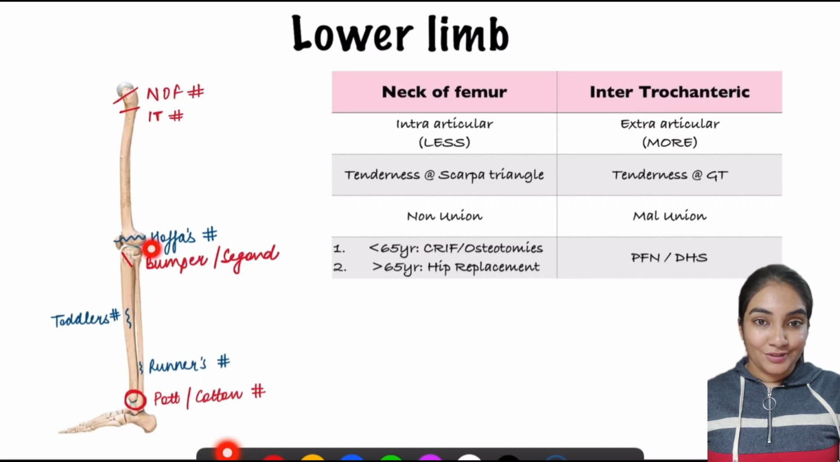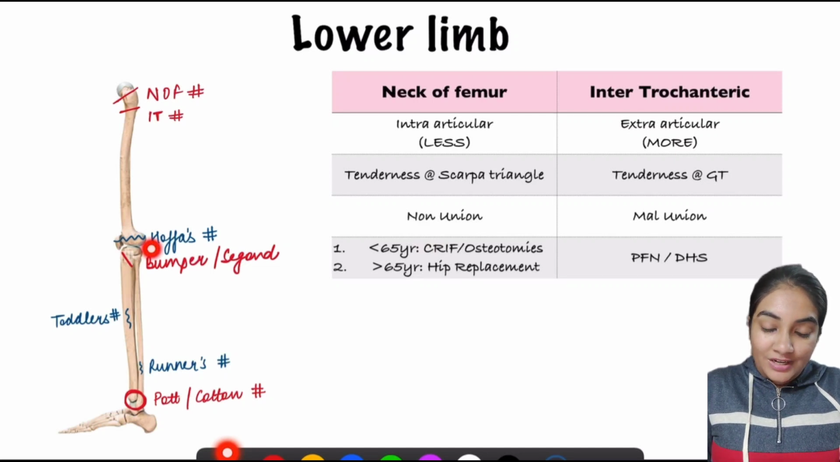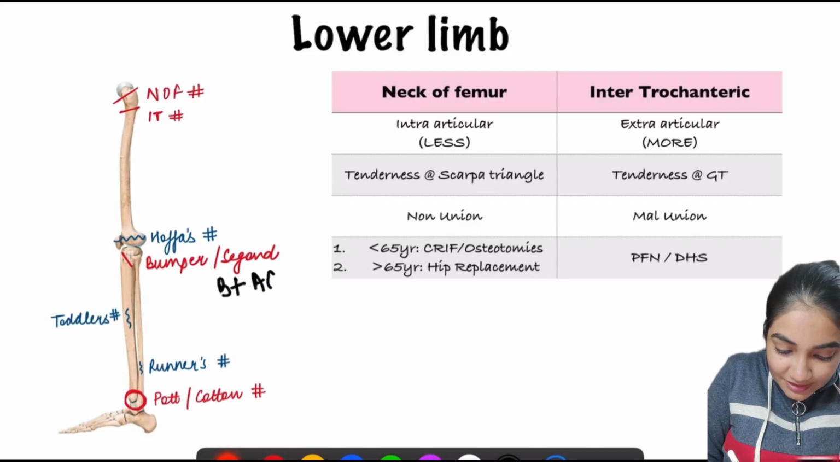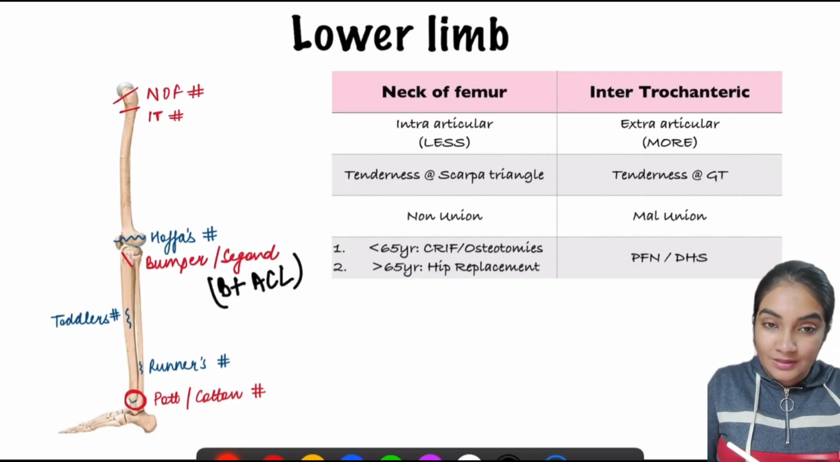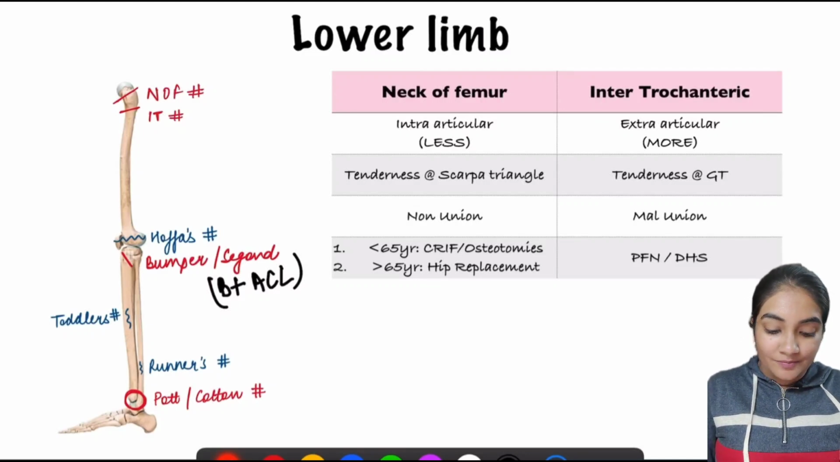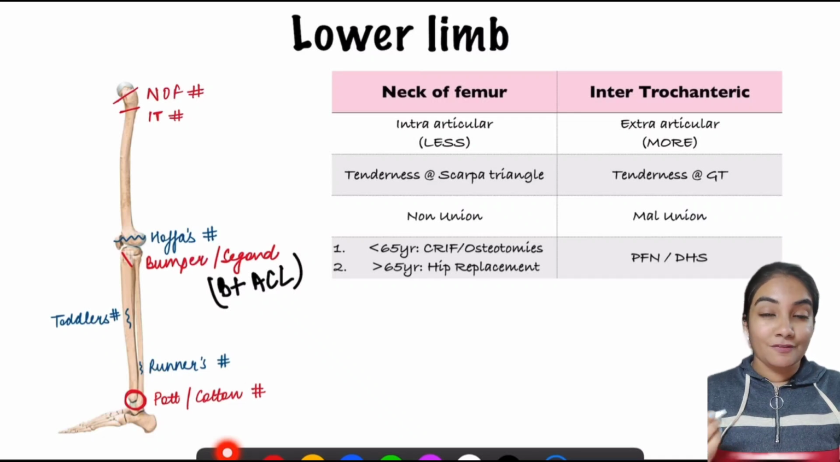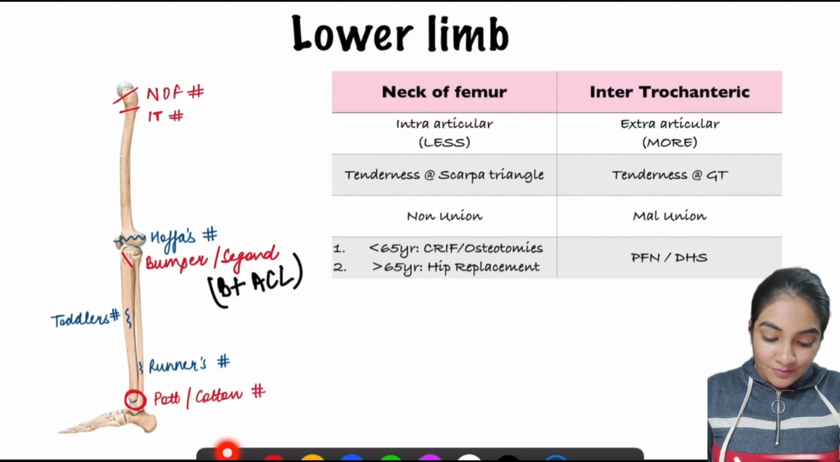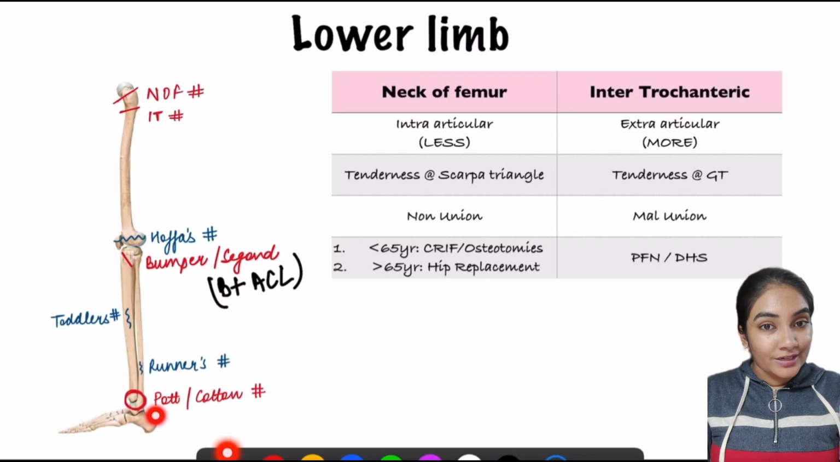Okay. The other fractures of lower limb are Hoffa's fracture, which is a bicondylar fracture, bumper or Segond fracture. Segond is nothing, it's just bumper plus anterior cruciate ligament rupture. Toddler fracture is a fracture in small children in the tibia. Runner's fracture is something which occurs in unaccustomed runners. It's a fibular fracture. And then we have the Pott or Cotton fracture. Pott is a bimalleolar fracture. Cotton is a trimalleolar fracture.